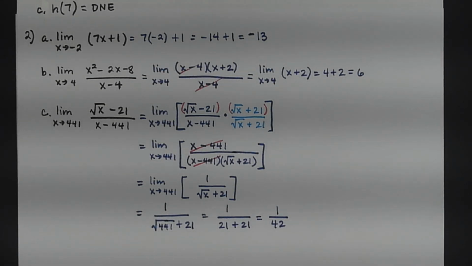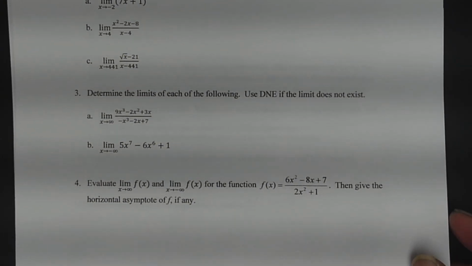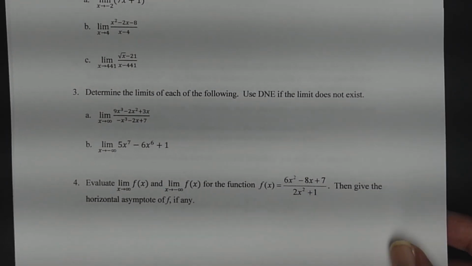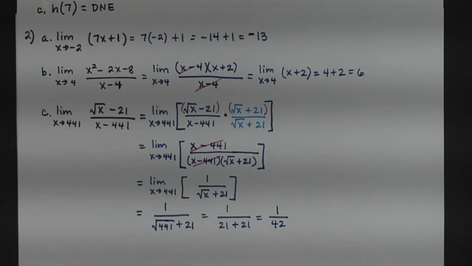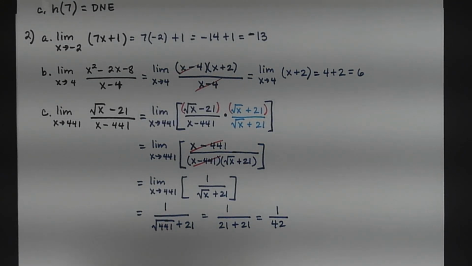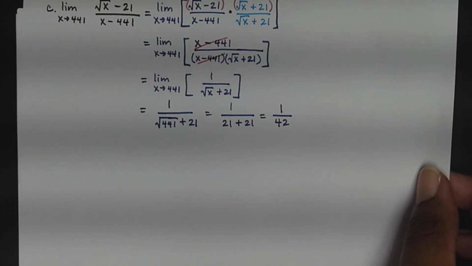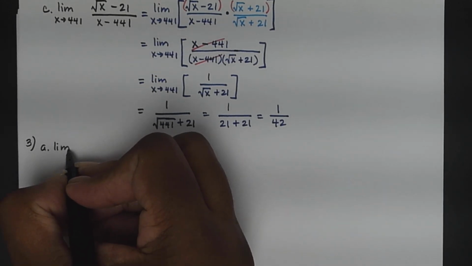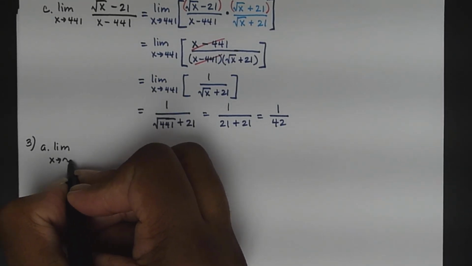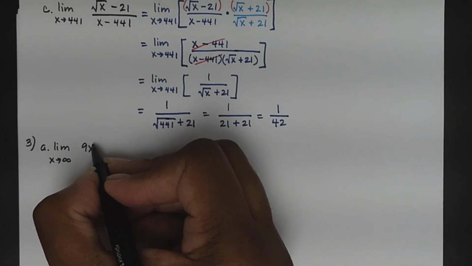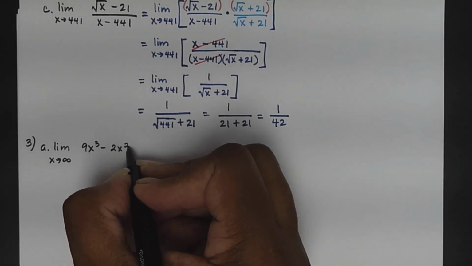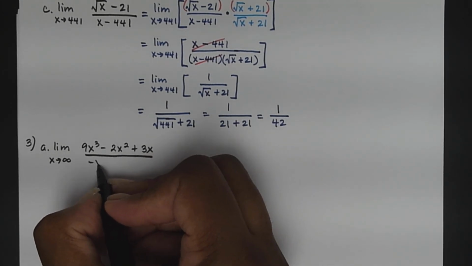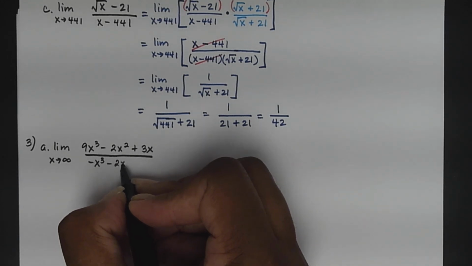All right, now problem number 3, A and B, is to determine the limits of each of the following and use D and E if the limit does not exist. So, in part A, we have the limit as x approaches infinity of 9x cubed minus 2x squared plus 3x, all divided by negative x cubed minus 2x plus 7.